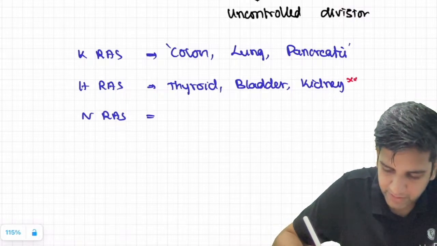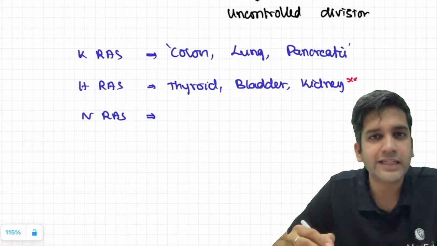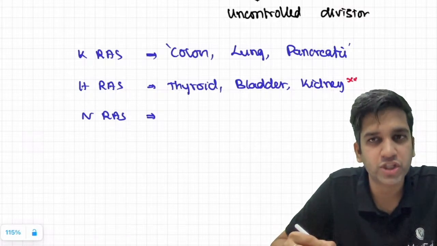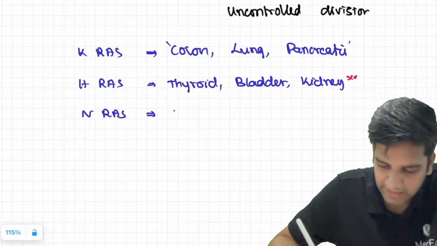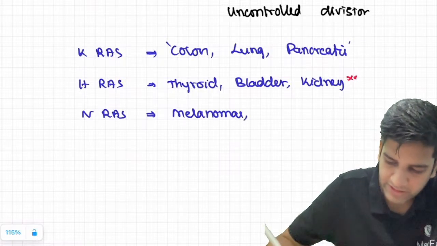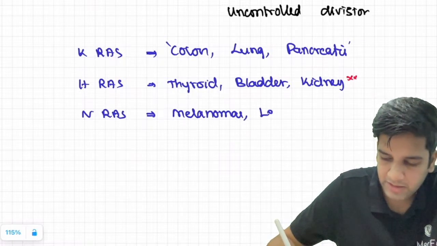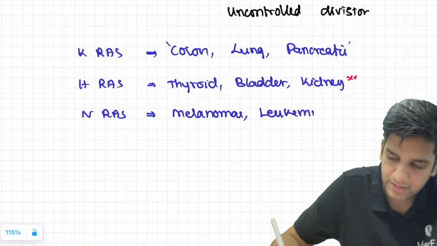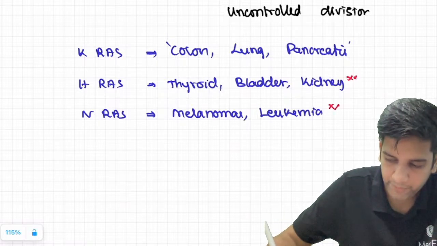Then look at NRAS. N stands for neuroblastoma; a little bit of neurological lesions can have it. Your melanomas can have it. Melanoma comes from neuroectodermal cells. Melanomas can have it, and a few of the leukemias can have NRAS. Again, this is not practically important for me.